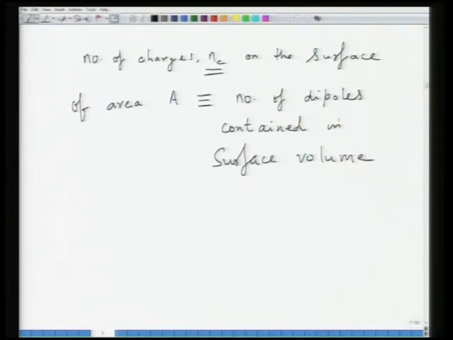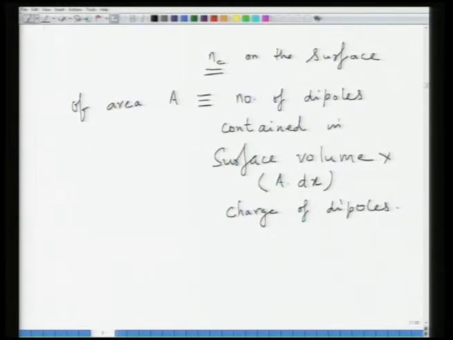So, what is this volume? If I take the surface area as A, then this volume will be A dx. So, A dx is the number of dipoles contained in the surface volume multiplied by the charge. So basically, if I refine it a little bit, the total charge is NC, the total charge NC on the surface of area A.